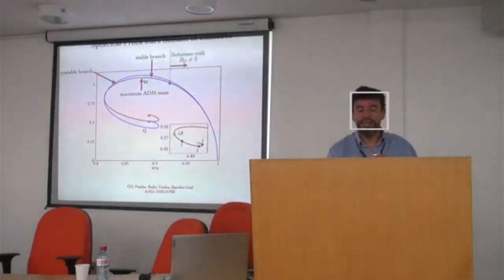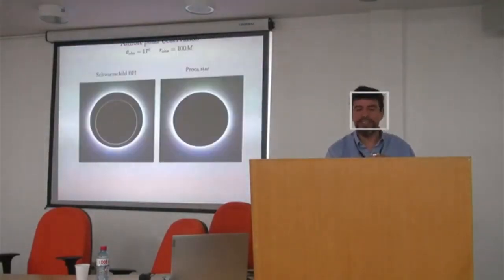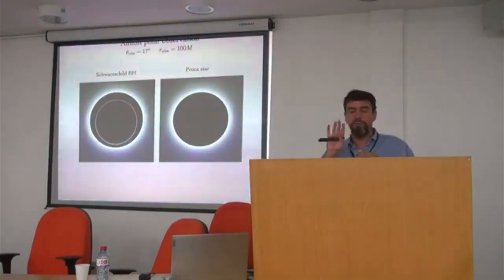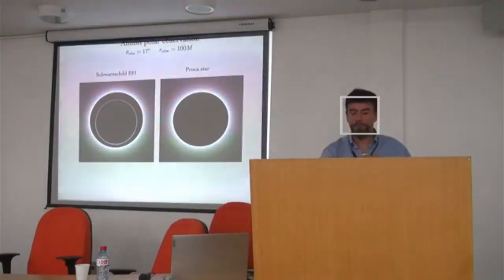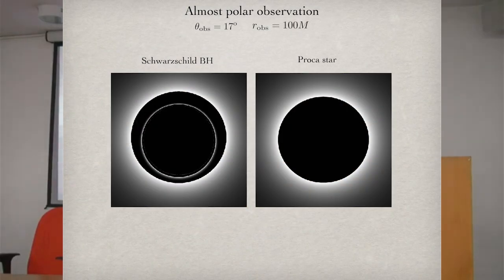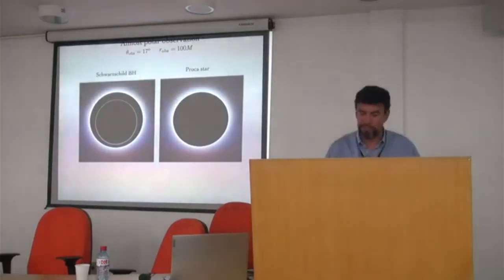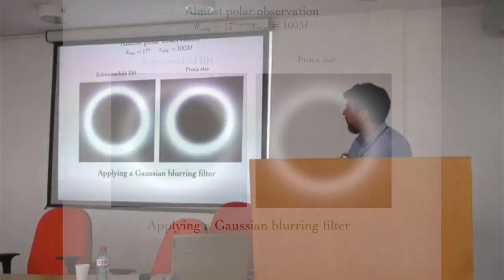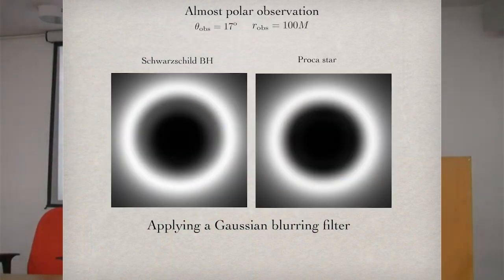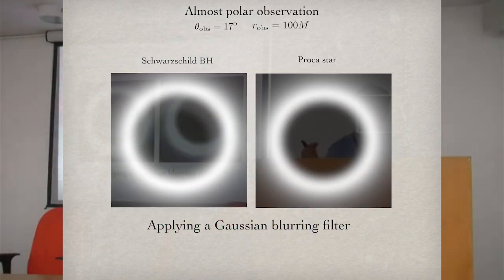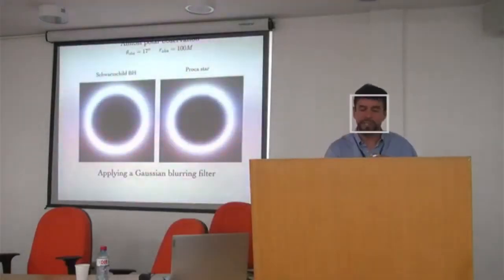I'm not going to explain all the details, but I'm showing you an image. So this would be for an observation which is face on, and this would be the Schwarzschild black hole. There's extra features because of the light ring here. The Proca star doesn't have a light ring. There's an accretion disk, and there's a cutoff because of this property that I've said. But if you blur the image, then you don't see any of the fine detail features that actually could lead you to distinguish the two of them.